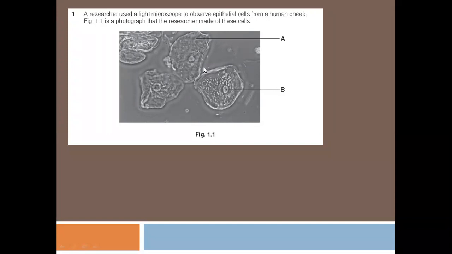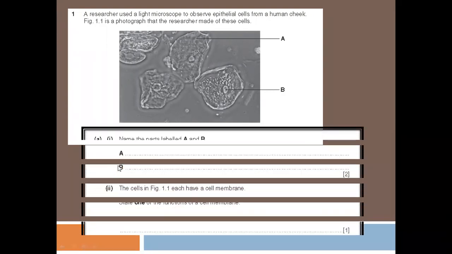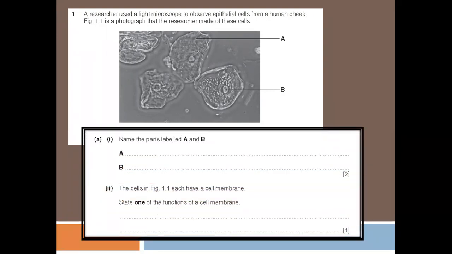Okay, now let's move toward the questions. First question is, name the parts labelled A and B. What should A be? It's the region between the cell membrane and the nuclear membrane, so it should be cytoplasm, right? While the B part is what? It is the nucleus, and a nucleus contains DNA, right?